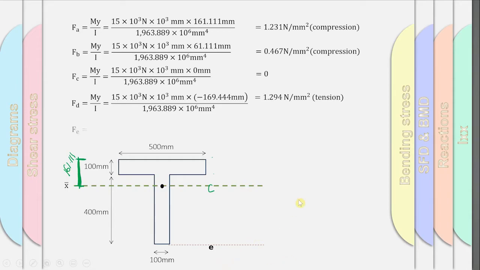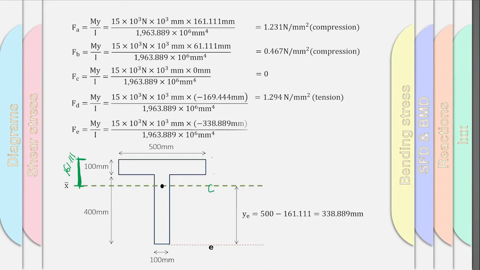So point E is negative 338.889 for Y. How do I get this? It's the same, because you know this is 161.11 and this is 500. So 500 minus 161.111, you get the distance from point E to the centroid of the whole section, which is 338.889. And don't forget the negative since it is below the centroid, which means when you are done with the calculation, you will mark it as tension.